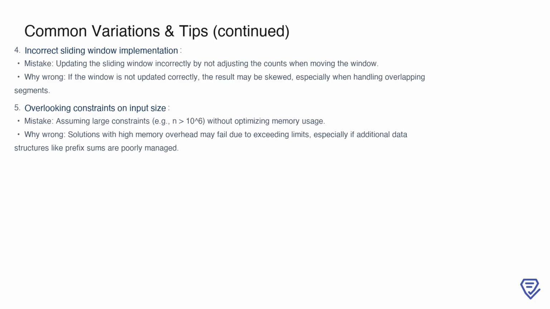Additionally, some may overlook the constraints on input size. For example, when n is very large, such as greater than 10 to the power of 6, solutions that require excessive memory might fail. This is especially true if you're using data structures like prefix sums but don't manage memory efficiently. Always ensure that both your time and space complexities are well suited to the problem's constraints.